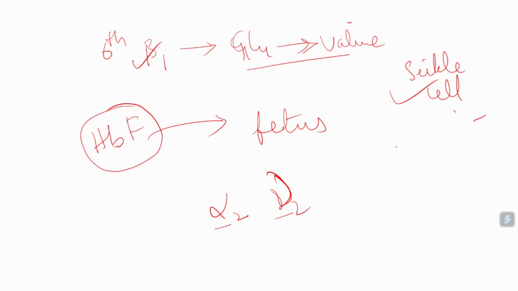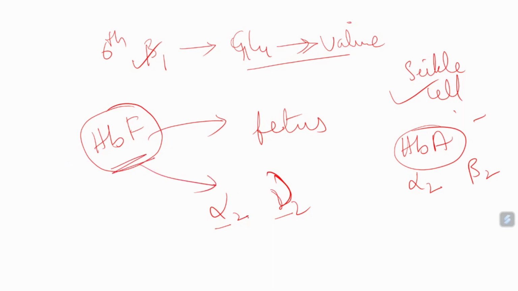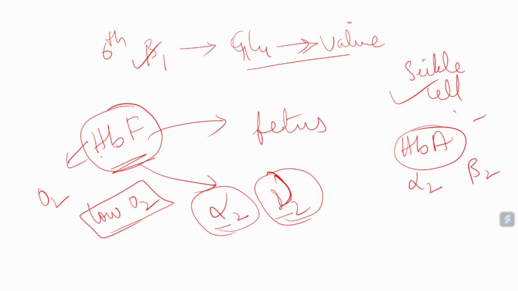Actually, in adult HbA we have two alpha chains and two beta chains. But in HbF, the fetal hemoglobin, we have two alpha chains and two gamma chains. So hemoglobin F has high affinity to bind oxygen, and it is a very powerful hemoglobin. Even if the patient is in a low oxygen concentration area, hemoglobin F can maintain oxygen saturation and make the patient survive. That's why HbF is induced in the patient who has sickle cell disease.